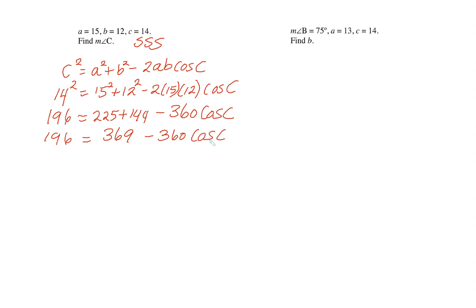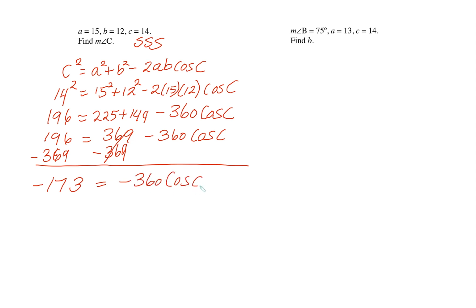Now, I've got to find out what cos C is. This looks like a two-step equation. I'm telling you, equations follow you everywhere. Always remember, algebra is the basis of calculus. So I'm going to subtract 369 from both sides. I get negative 173 equals negative 360 cos C. Solving for cos C, I'm going to divide both sides by negative 360.